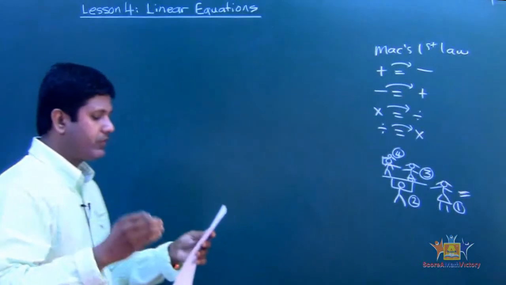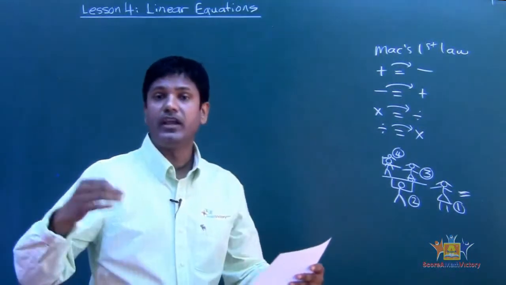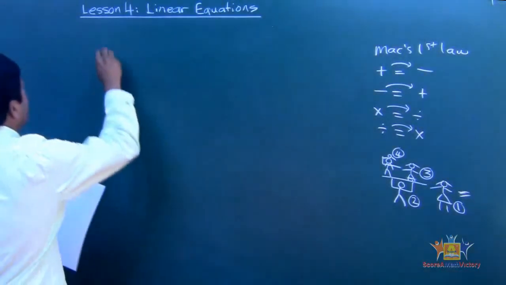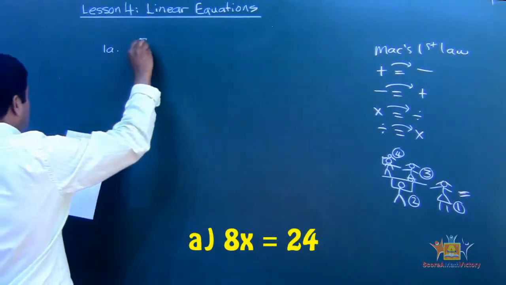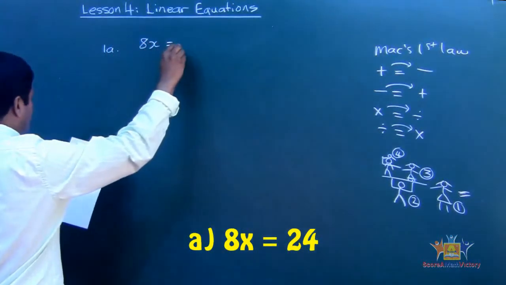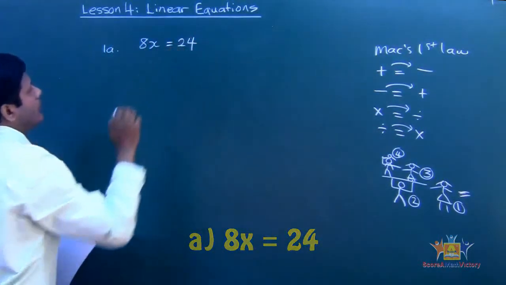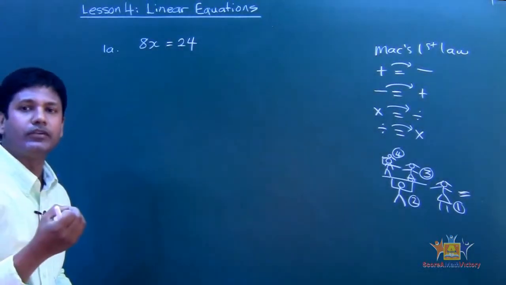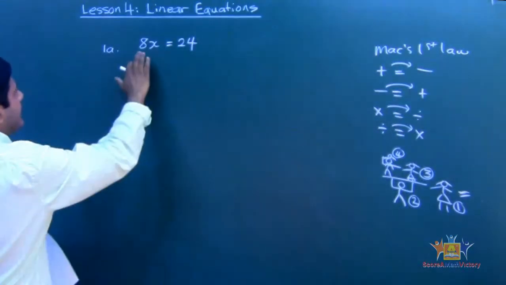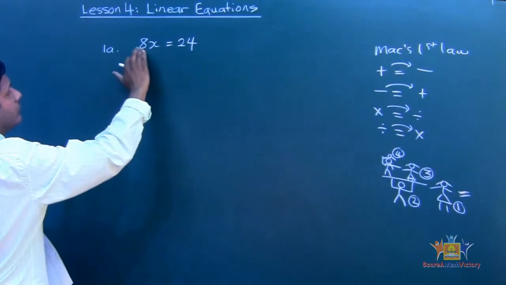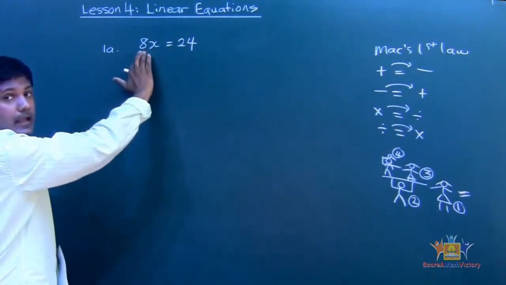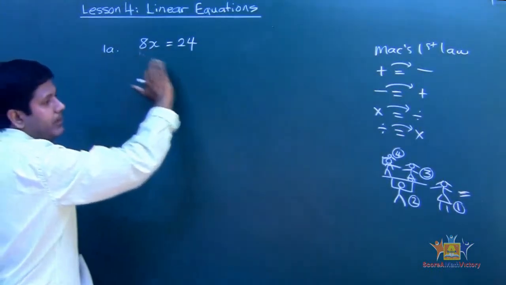It says solve the following equations for the unknowns. Okay, so let's do 1a. In 1a, you're given 8x equals 24, and you're looking for x. Who got to go first? That's right, 8 got to go because you're isolating x. So 8 is the one that's holding x, and what 8 is doing is multiplying.